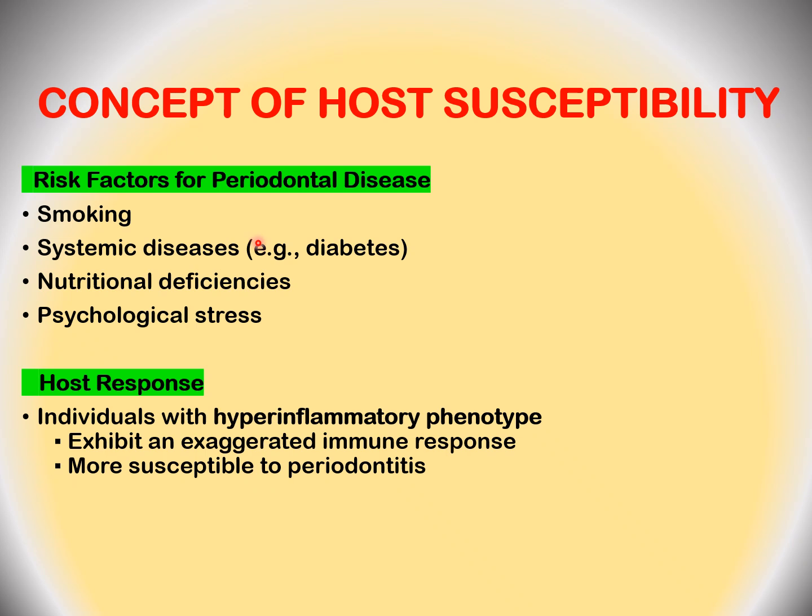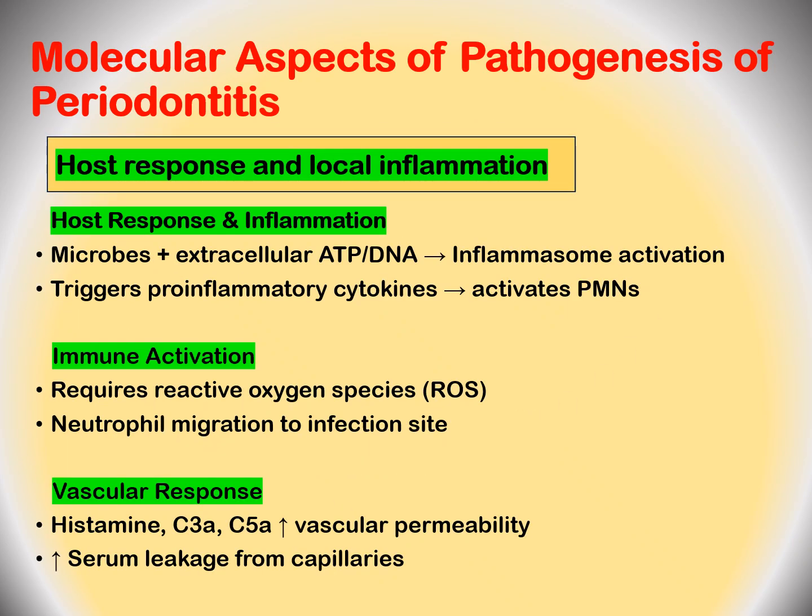So there exists a concept of host susceptibility, which states that the risk factors for periodontal disease such as smoking, systemic disease, nutritional deficiency, psychological stress, etc., and the host response, that is individuals with hyperinflammatory phenotype, that is they exhibit an exaggerated immune response. Both these factors make the person more susceptible to periodontitis.